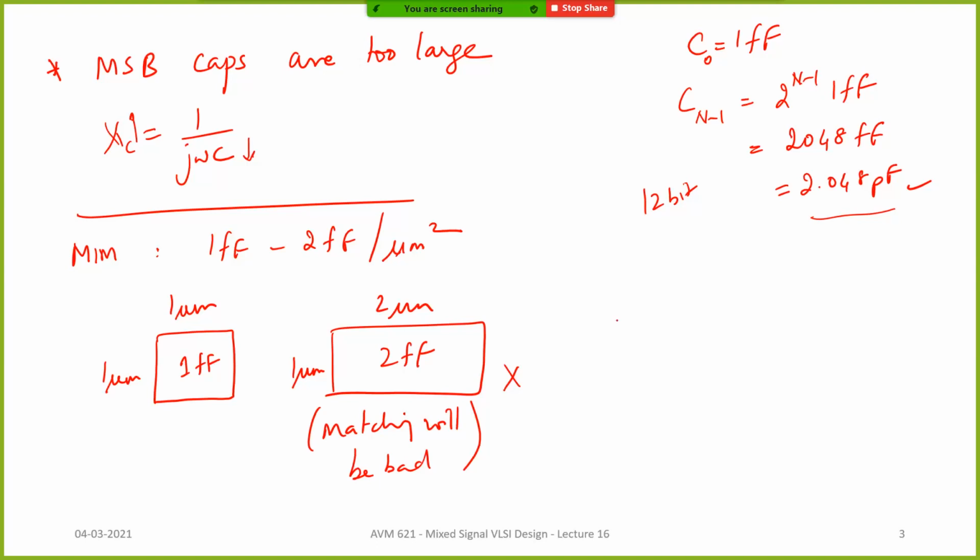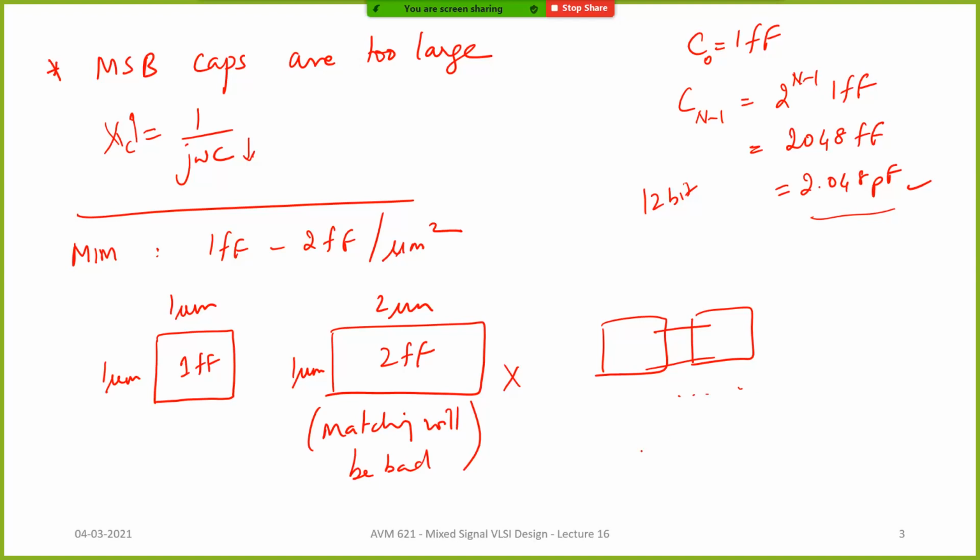By unit capacitances. Correct. So you will put 2 unit capacitances and connect them together, however you connect it. Of course, many combinations are possible. But when it comes to 2 picofarad, you cannot have all 1 femtofarad. We'll come to that.